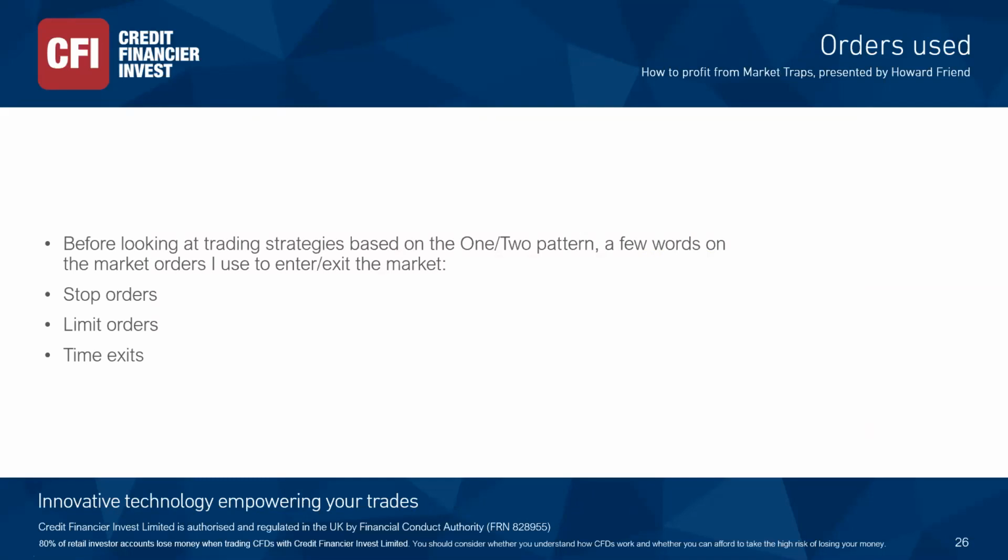Okay, so before looking at trading strategies based on 1-2, I want to say a little bit about the market orders that I use to enter and exit the market when I trade 1-2. I'm sure everybody is familiar with the stop and limit orders. They are the common orders that one would use when trading. So when you place a trade, you protect yourself with a stop order, and when you want to take profits, or maybe even buy the market lower down, you'll use a limit order. But the third one, which not many people tend to use or even talk about, is the time exit. So what is a time exit?